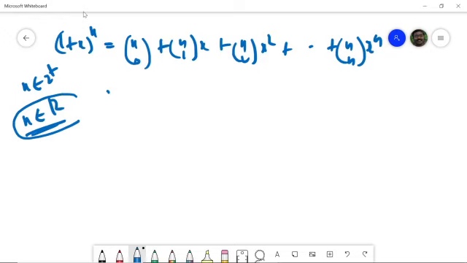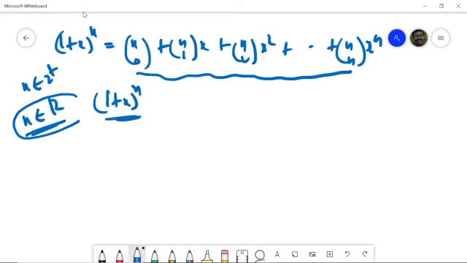In that case, instead of getting a finite polynomial, your answer will always be an infinite series. When n is any real number other than a positive integer, you will always get an infinite series, and hence you will get an infinite generating function. So we'll discuss how to write that series first.